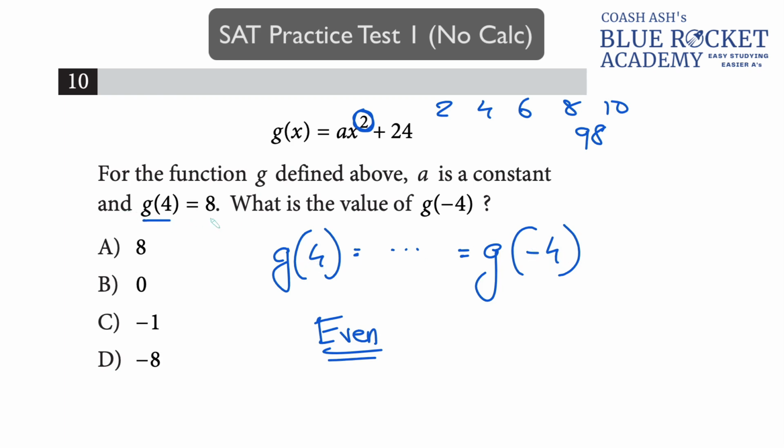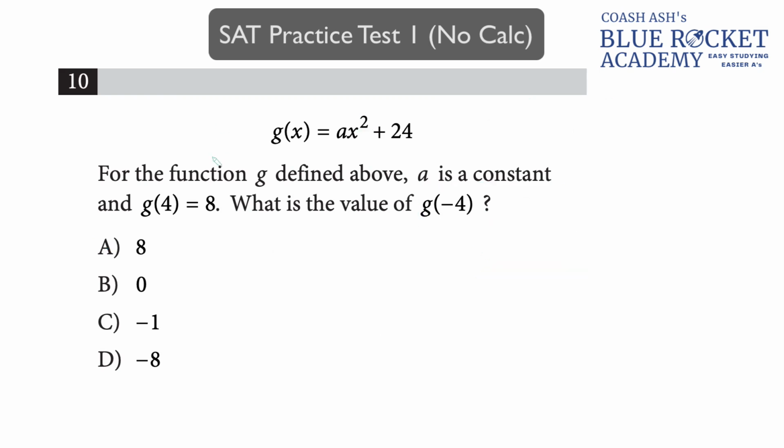So if g of 4 is 8, that's also equal to g of negative 4. So what is g of negative 4? It's 8. Done. You don't have to do anything at all for this problem. The other way, the long way to do this, is to plug 4 inside here, 8 in here, and then solve the value of a and then plug it inside. It's such a mess. This is much easier. I hope you agree that this even function shortcut is much easier than anything else.